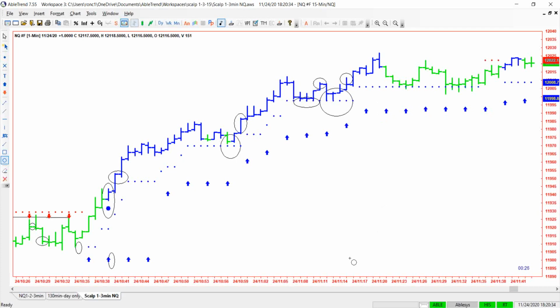It's only 11:15 in the morning, Eastern time. Market's only open an hour and 45 minutes. We're plus 700. And this is scalping. We're only in the market a minute or two, so it's extremely low risk.